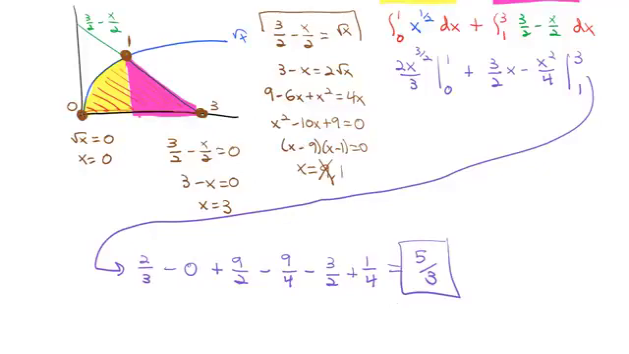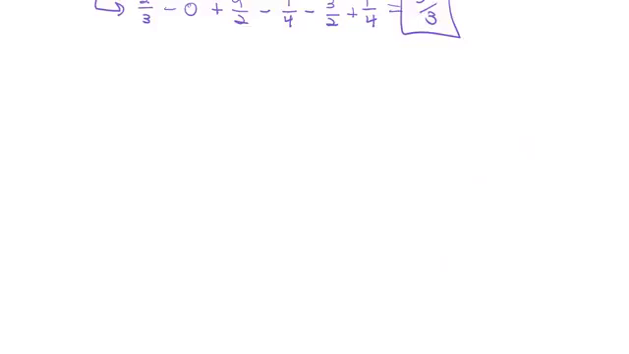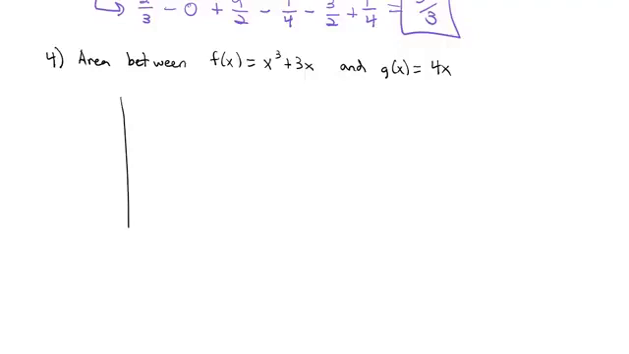Let's try another one that we have to partition, but for slightly different reasons. Let's find the area between f of x equals x cubed plus 3x and g of x equals 4x. I would use a graphing calculator on this or use Desmos. And the scale's not too important in our picture as long as we get an idea of what's happening.